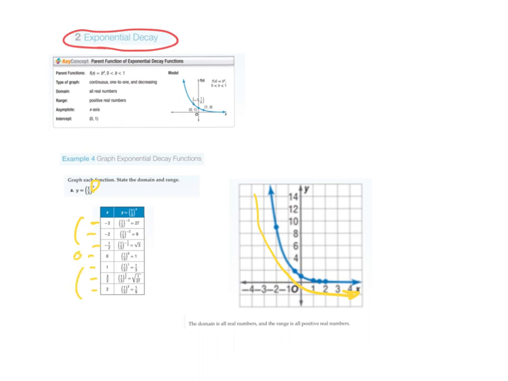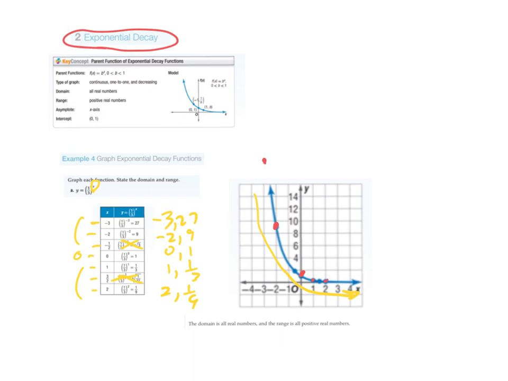So our points are -3 and 27, -2 and 9. I'm not going to do the radicals just like I did on the last one, but we have 0 and 1, 1 and 1/3, and then I'm not going to do the radical, but I'm going to do 2 and 1/9. If you look at these points, at -3 it's going to be way up here. Then -2 and 9, which they have on their graph, 0, 1, and then 1 and 1/3, which is close to the graph because it's a small fraction. Same with 2 and 1/9. If you kept going, it would get closer and closer.